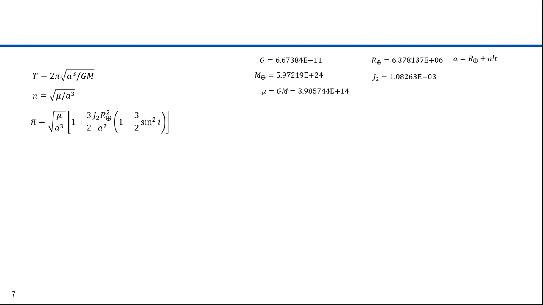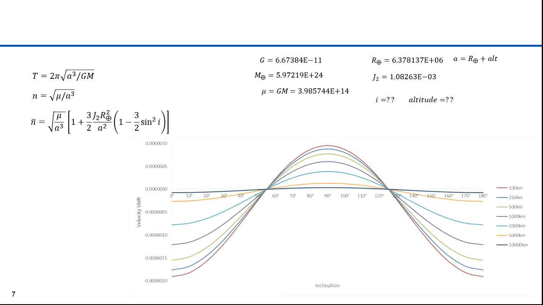What would this look like over a range of inclinations and altitudes? The two variables are the inclination i and the semi-major axis a. Here are the velocity shifts plotted over the range of inclinations from 0 to 180 degrees. The x-axis is the inclination. The y-axis is the degree shift. And the data series are the altitudes from 100 kilometers to 10,000 kilometers. They're depicted as different colored lines.